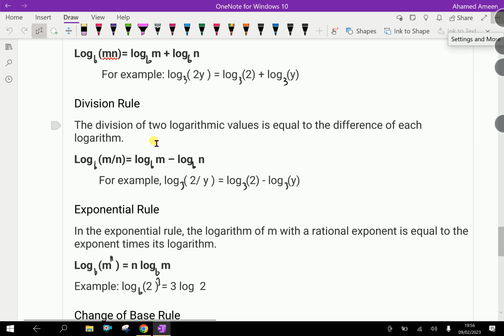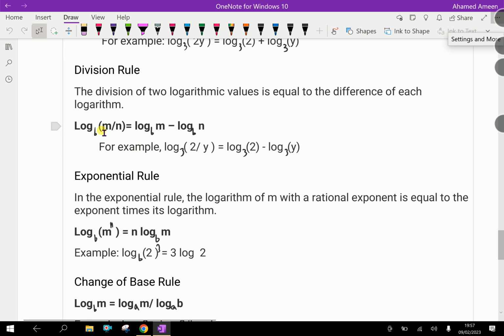Division rule. The division of two logarithmic values is equal to the difference of each logarithm. That means log base b of m over n. The division becomes subtraction. That is here log of m base b minus log of n base b. For example, log of 2 over y base 3 is log of 2 base 3 minus log of y base 3.